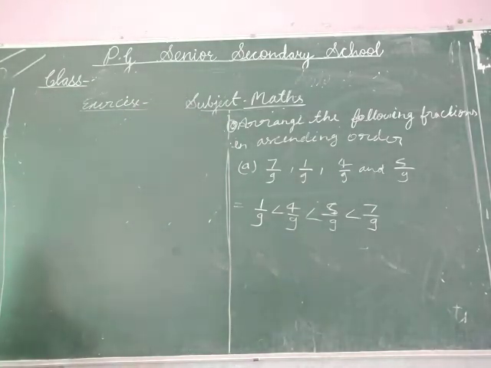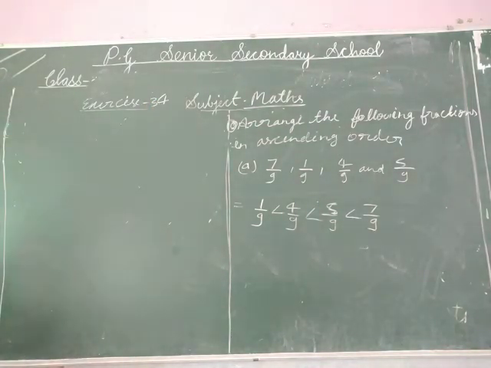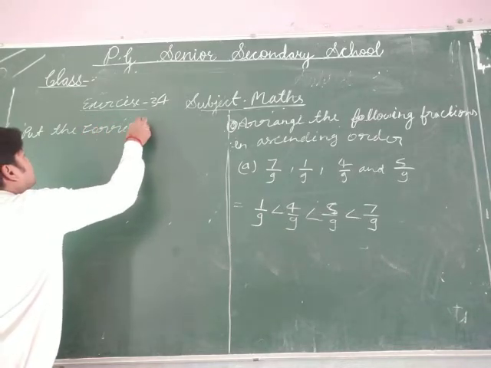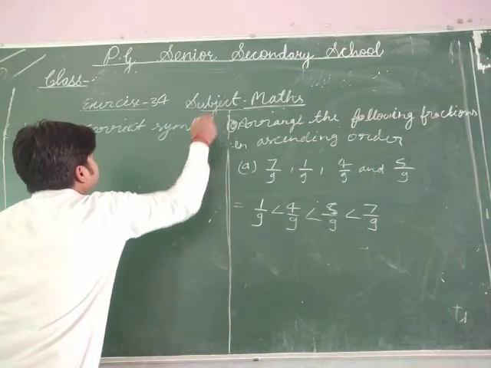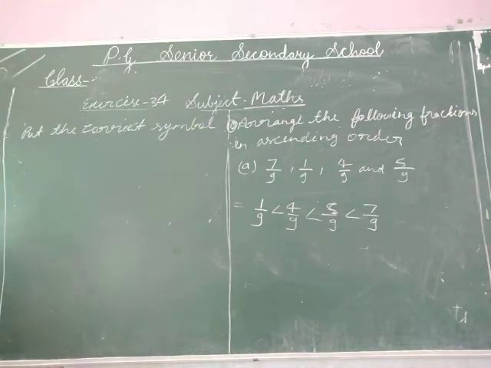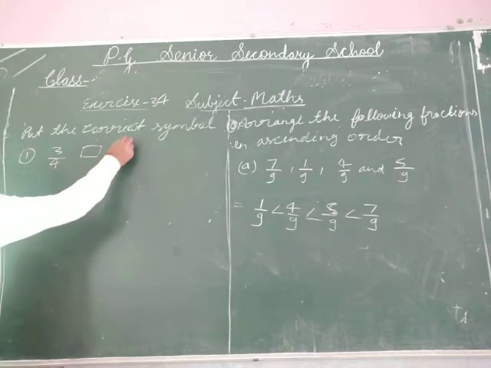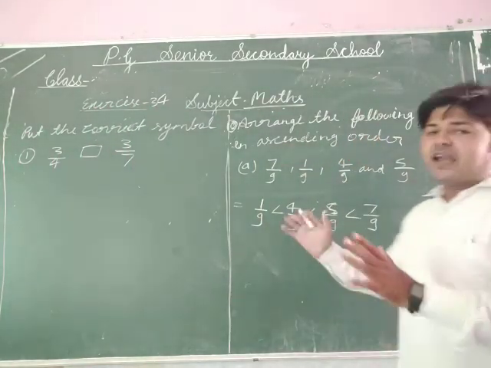What is the first question of exercise 34? The first question is put the correct symbol. Okay. Question number 1. 3 upon 4 and 3 upon 7. Dear students, here you can see the numerator are equal.